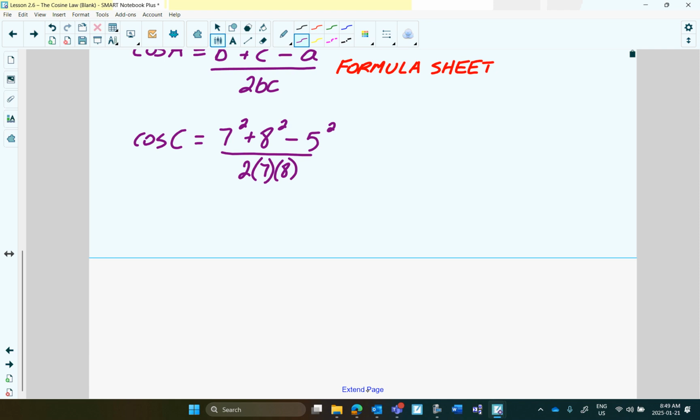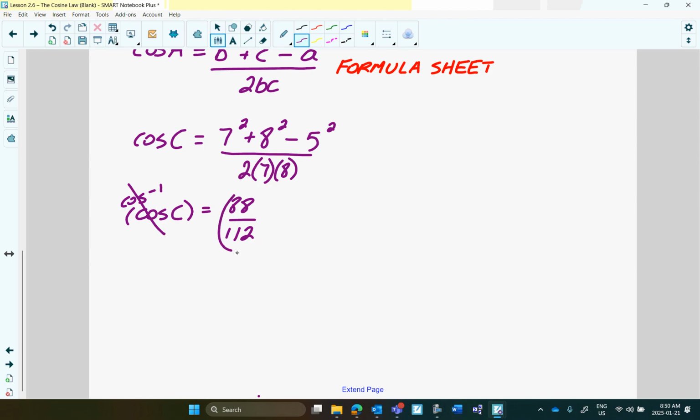So when you square these, add them together, and subtract this squared, you're going to get 88. 2 times 7 times 8 is going to give you 112. So if cos C is this, how do I find just C? What do I got to do to get rid of cos? Cos inverse. Cos inverse takes out cos. Cos inverse of this side.